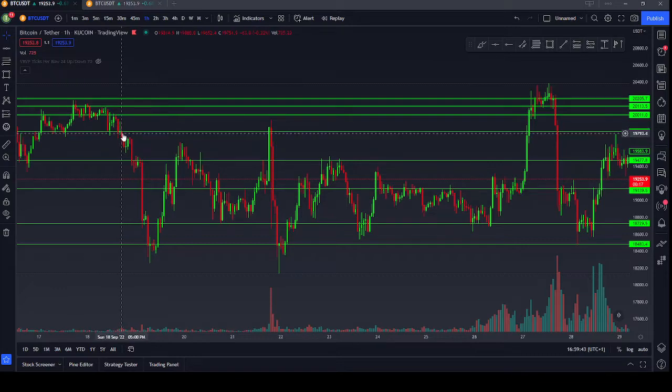Broke through it here. Where did we come down to? This one was a much bigger move, so the 19,800 to the 19,447. So just over a 300-point move.